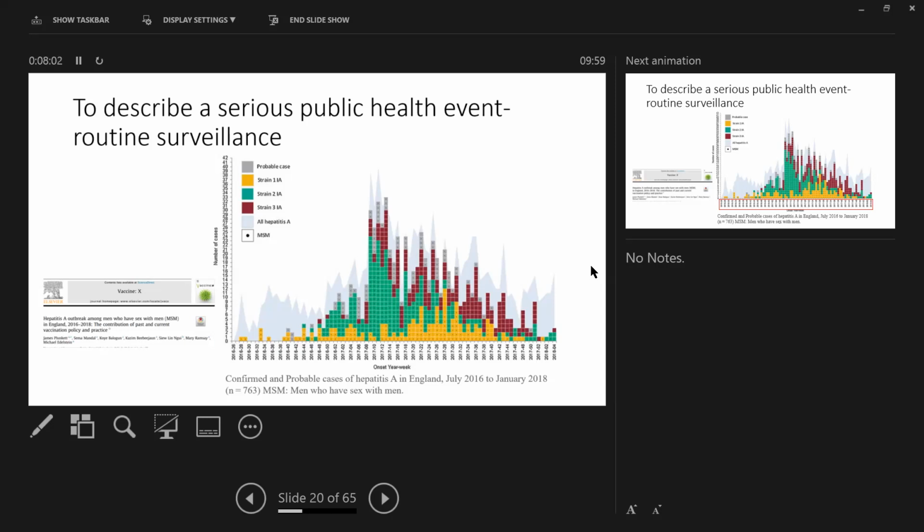You also can't have a denominator. You don't know that. You also... no, but you know the denominator because this is in an entire country. Yeah, but okay. Yeah. So this is all cases.